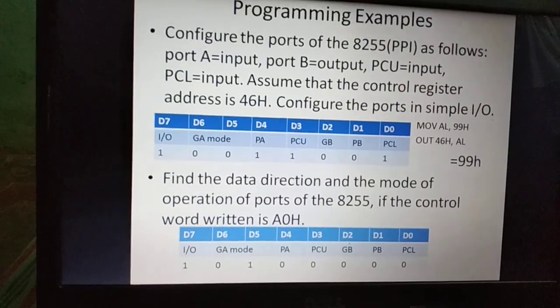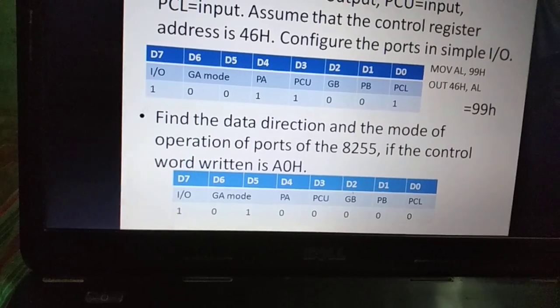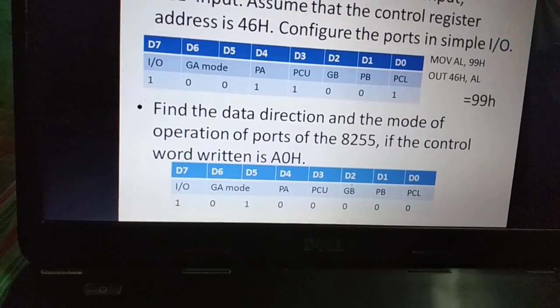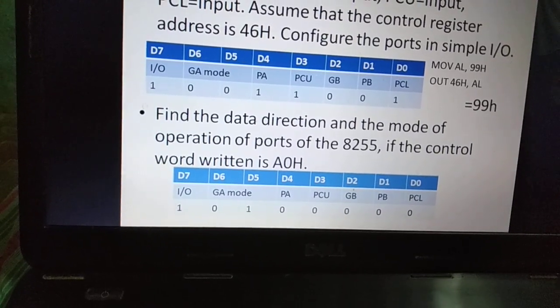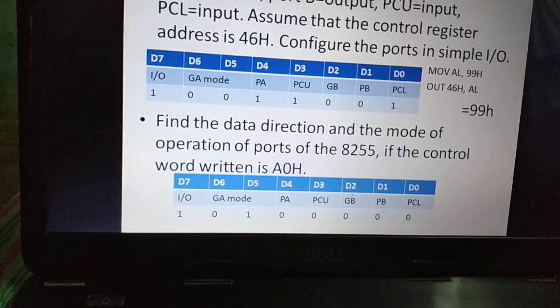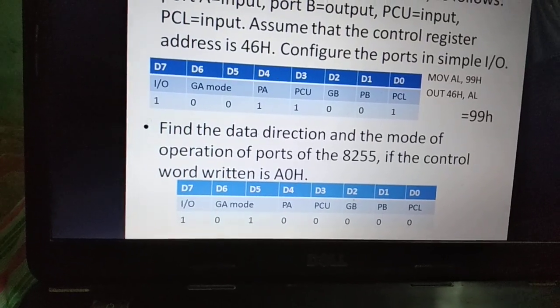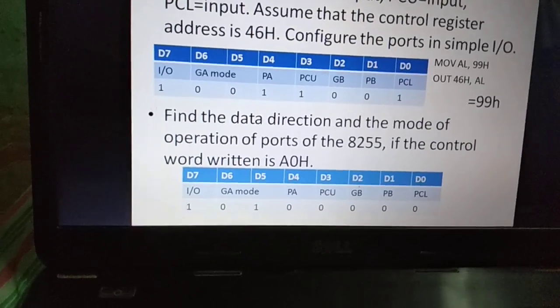Mode 1 stands for strobed IO. Group B mode is taken to be 0, which means it is going to use simple IO. Port C lower and port B are given the values 0, 0. Similarly, port C upper and port A are also given 0, 0. That means all four ports are used only for output. Thank you.